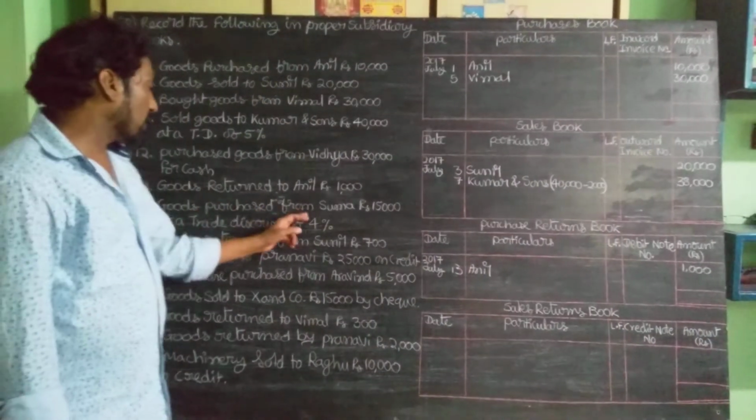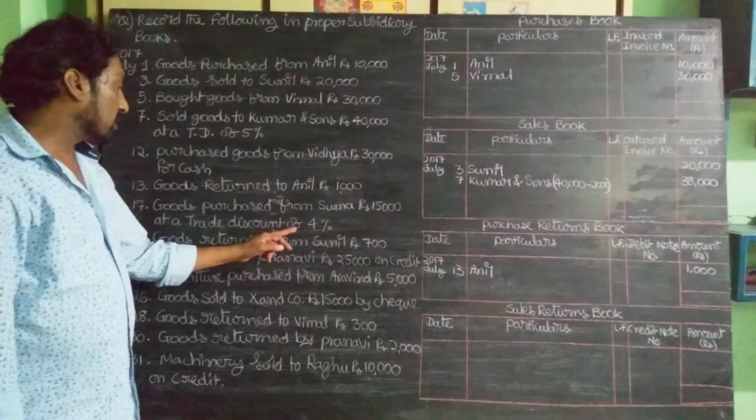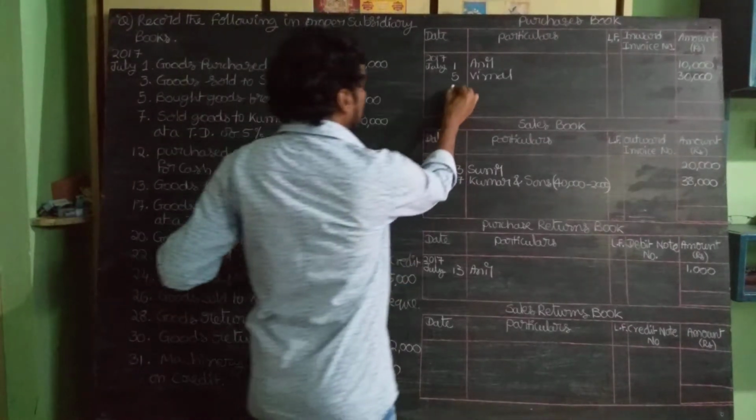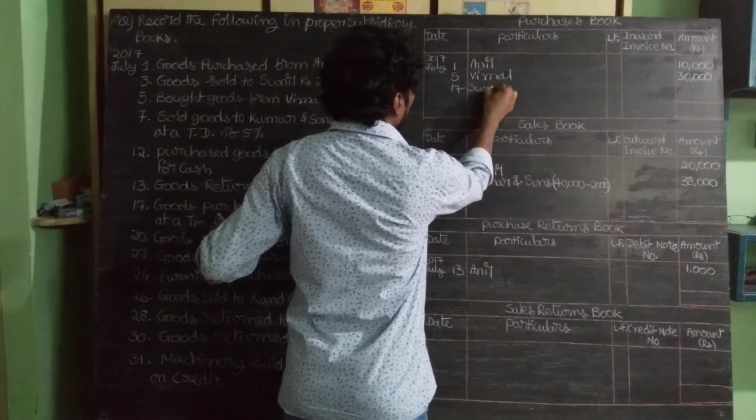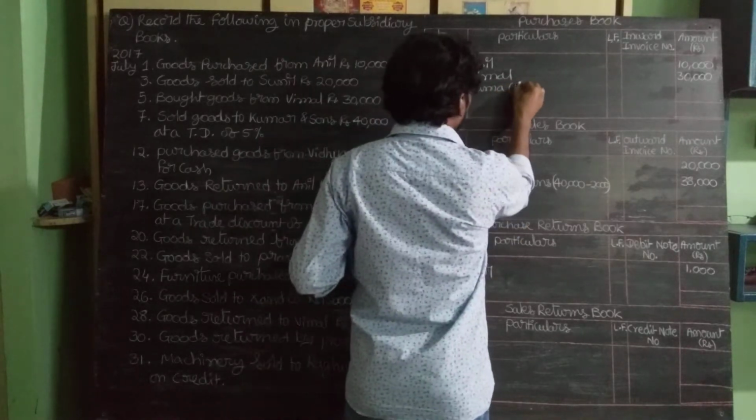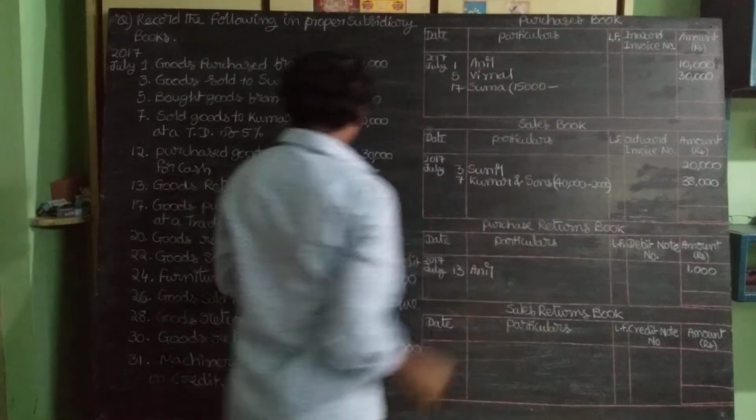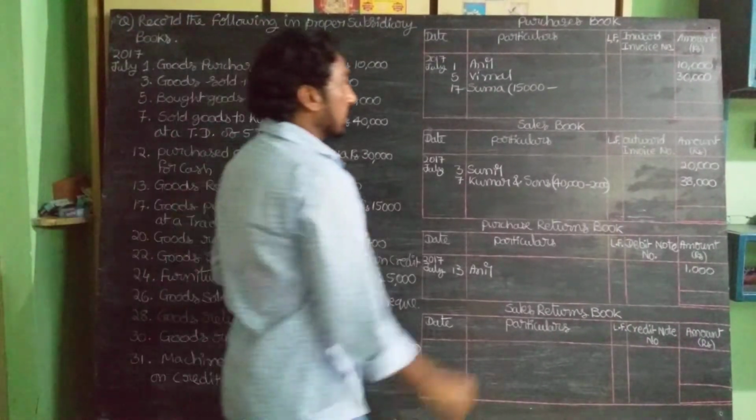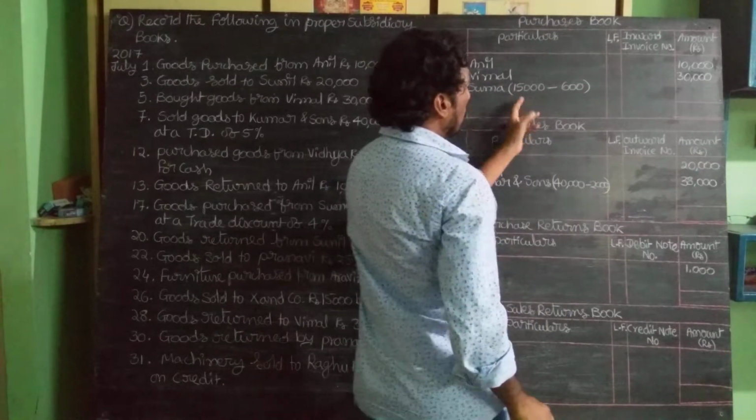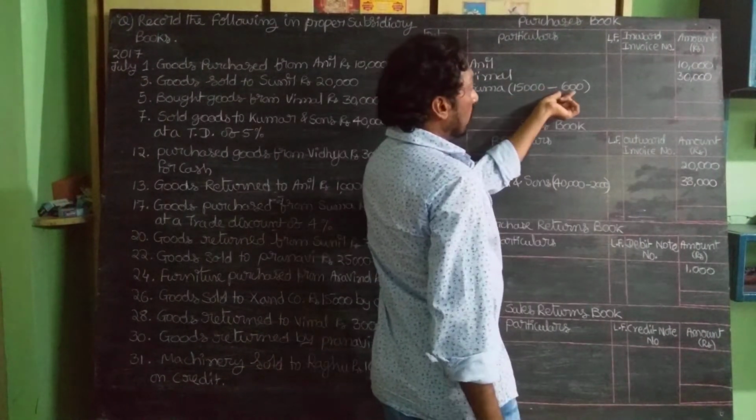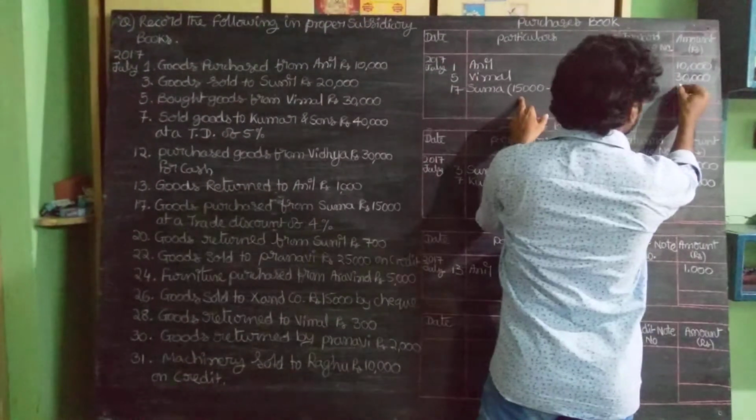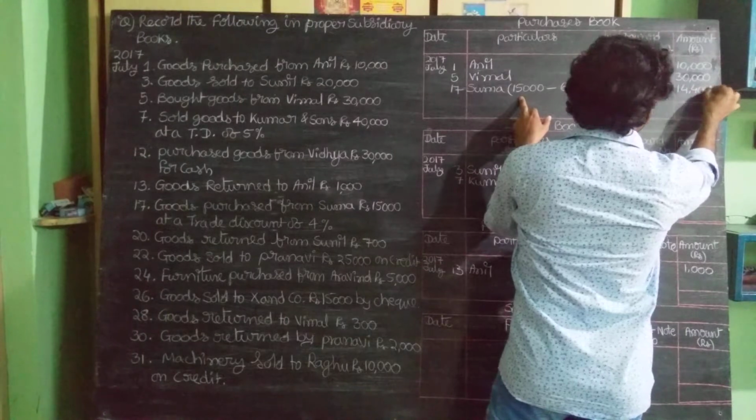Next, goods purchased from Soma 15,000 at a trade discount of 4%. It is to be recorded in the purchase book, 17th date, Soma. Gross amount 15,000, and 15,000 into 4 by 100, 600 is the trade discount. Gross amount minus trade discount 600, so net balance 14,400 is the answer.